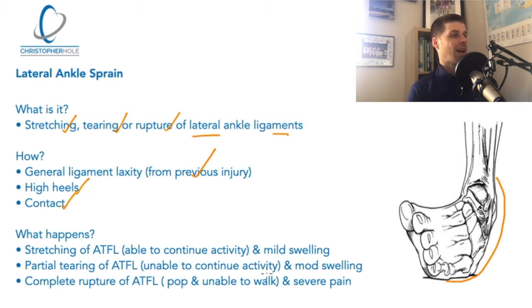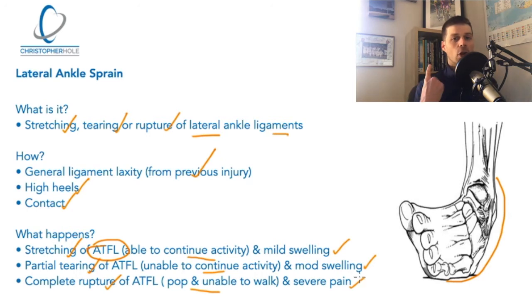So what's happening? We've got stretching, tearing, and then rupture, and then we've got this ligament here, the ATFL, which we'll talk about in a second. With stretching, as a general rule, you're able to continue activity. With a partial tear, you're unable to continue activity. And with a complete rupture, there may be a pop and you're unable to walk. With regards to swelling, for a stretch you've got mild swelling, for a partial tear moderate swelling, and from complete rupture you've got severe pain and there will also be swelling.